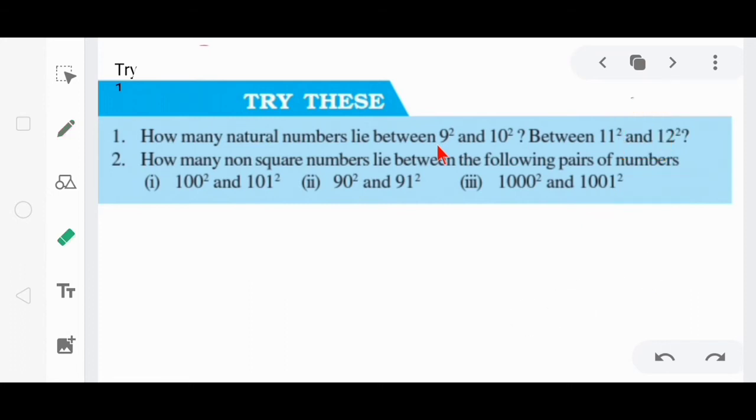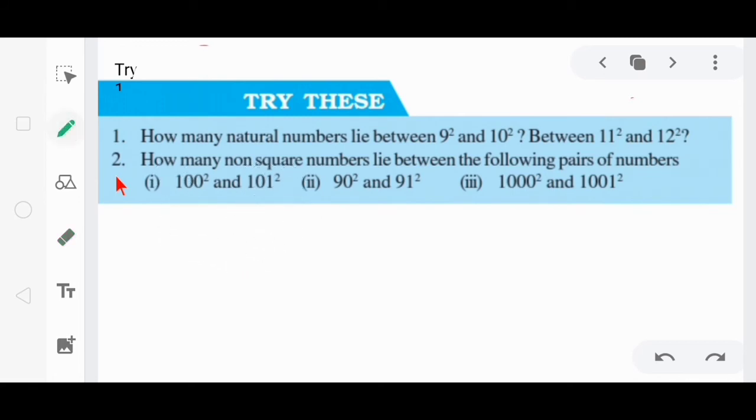Then we have question number 2, which is here. How many non-square numbers lie between the following pair of numbers? It is a simple question. What to do? It is 100 square here, and it is 101 square. These are consecutive square numbers.